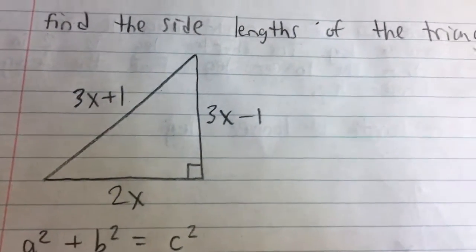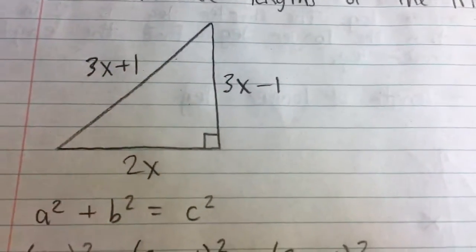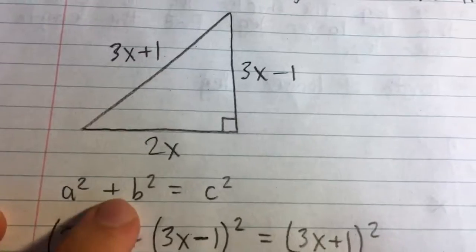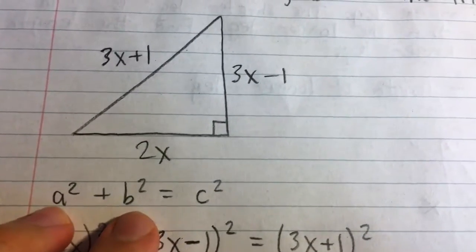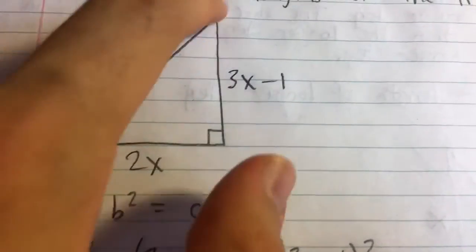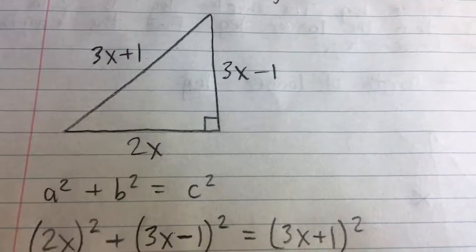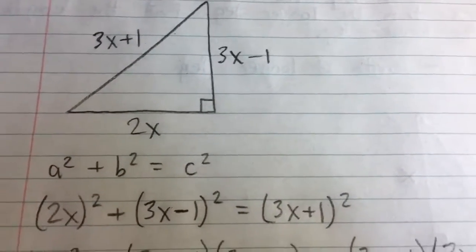So what we can do here is, because it's a right triangle, we can relate all three sides using the Pythagorean theorem. Right? a squared plus b squared. The sum of the squares of the two legs is equal to the square of the length of the hypotenuse. And although we don't know the numbers of the lengths, we can use the expressions to find x.